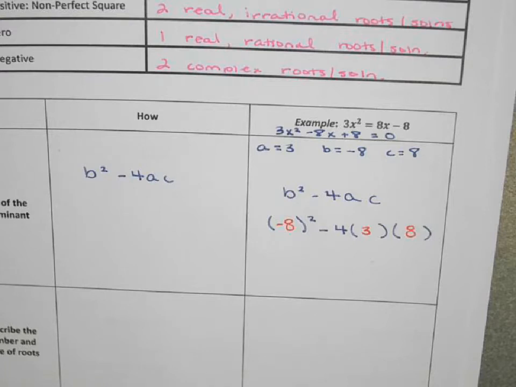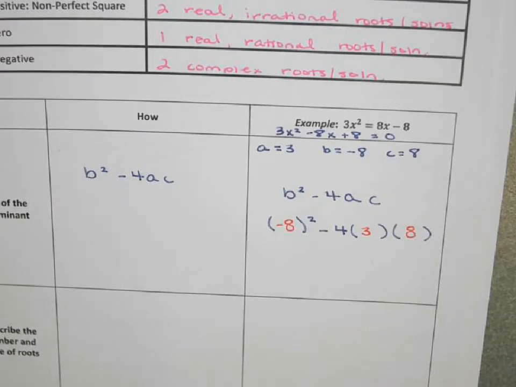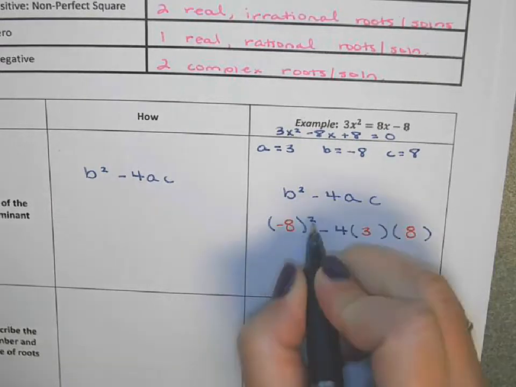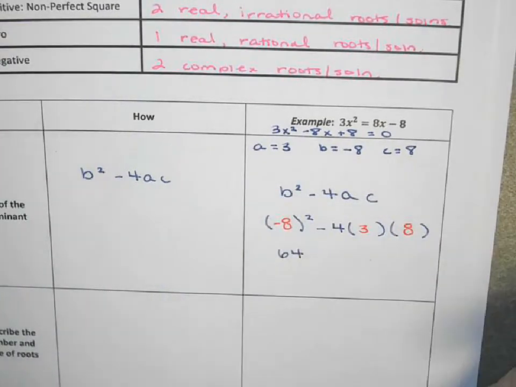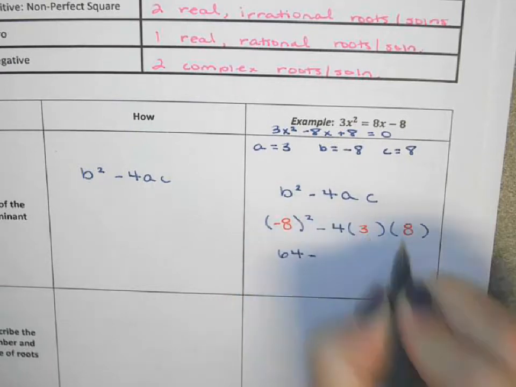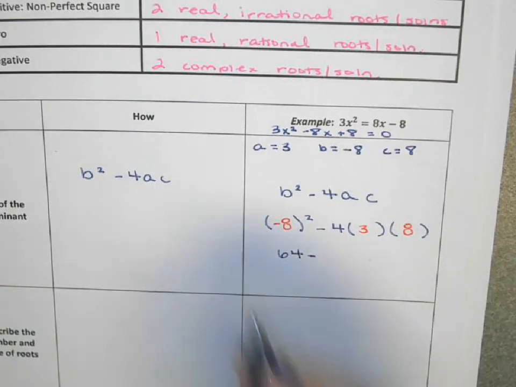All right, so then all you're going to do is use PEMDAS to simplify it. At this point, you could also use your calculator. The only reason I'm going to show you how not to use your calculator is because sometimes people do better without a calculator, because they fail to put parentheses and their calculator then tells them the wrong answer because you typed it in wrong. So negative 8 squared is 64 minus 4 times 3 times 8. So 4 times 3 is 12, and then 12 times 8 is 96.